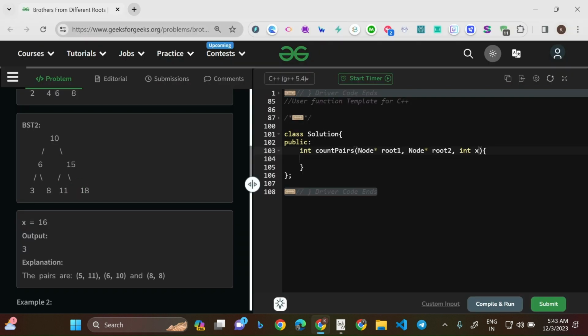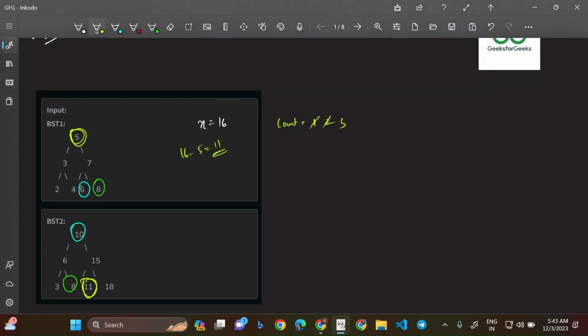Okay, so the same pairs: 5, 11; 6, 10; 8, 8. That's what we have found. So that is the reason output is 3. I hope people understood what they are actually trying to ask and what we need to give as output. We just need to give the number of counts, like the number of pairs possible. So I hope you understood.